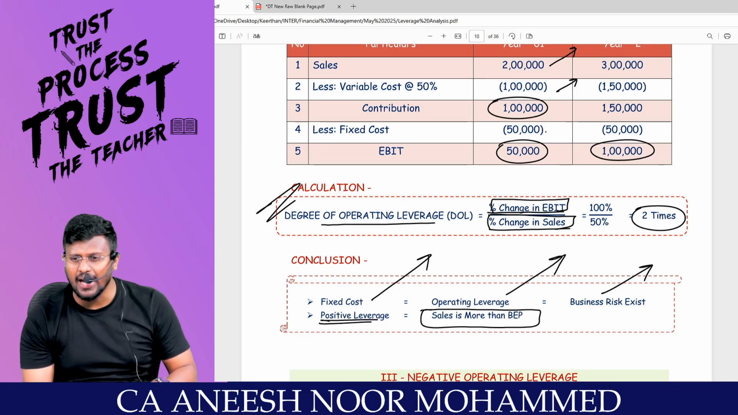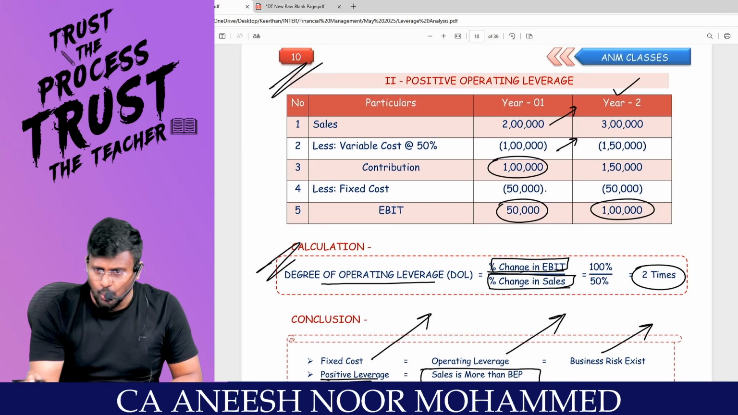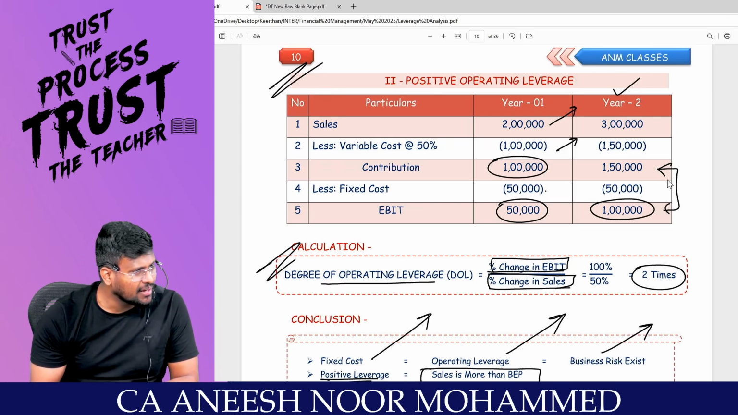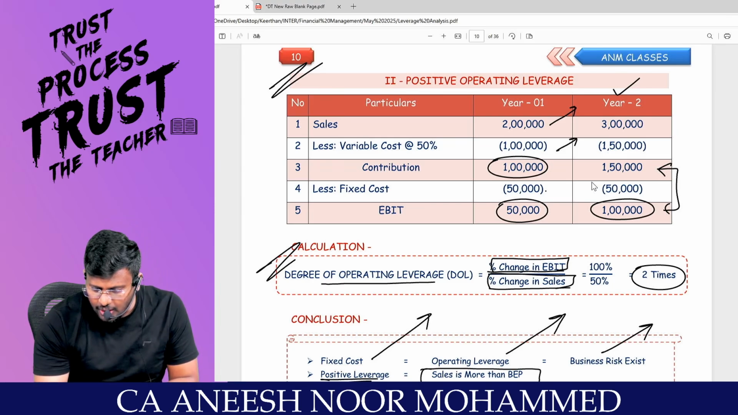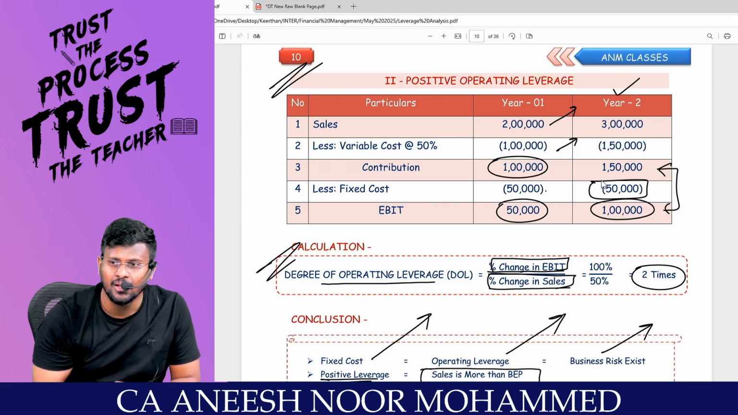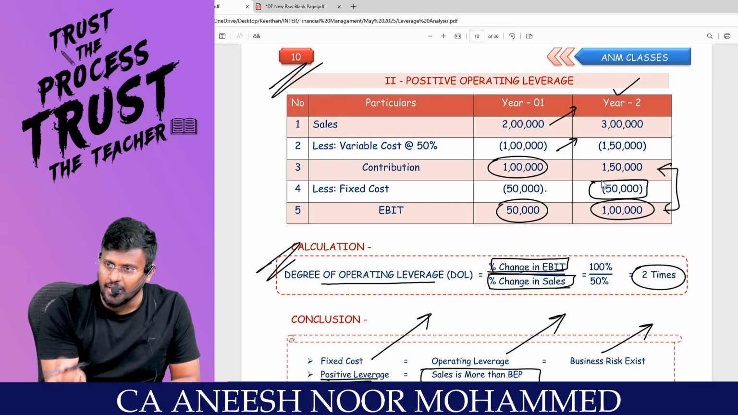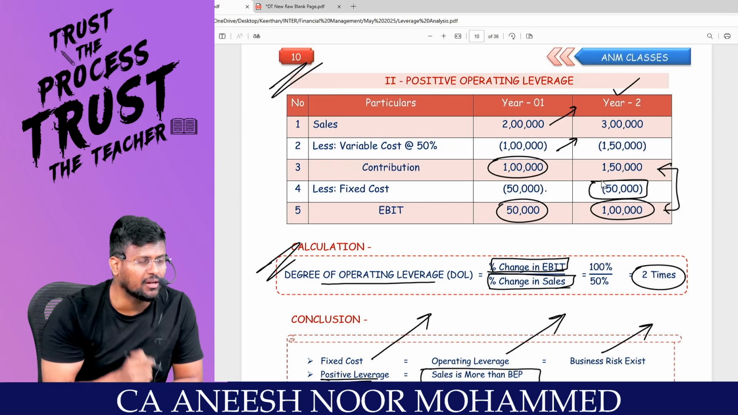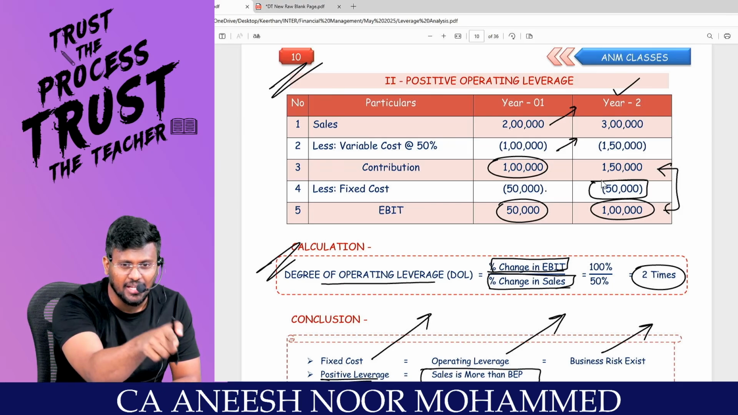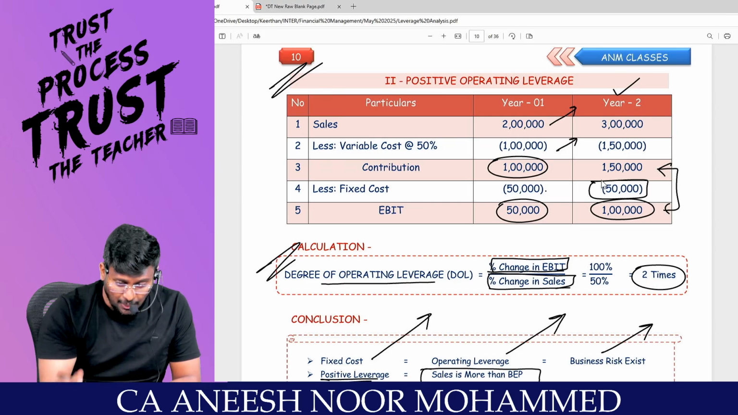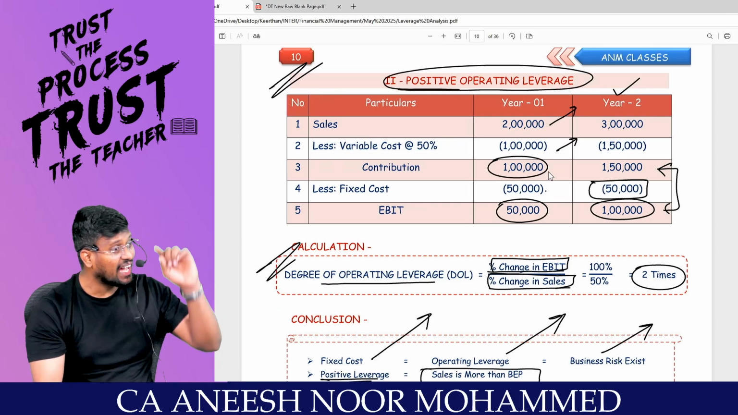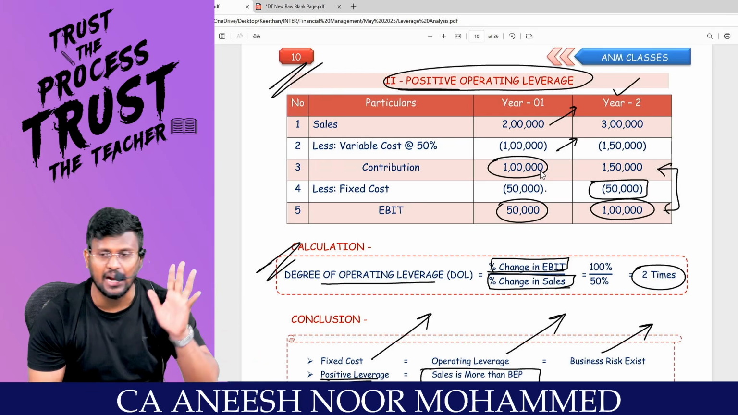Sales is more than break-even. Otherwise, you will be making contribution divided by EBIT. Yes, sir. If your sales is not at all enough to cover the fixed cost, you won't have the positive EBIT. If you don't have the positive EBIT, numerator and denominator will not have the positive figure. Then you will be getting negative figure. Then how will you be getting positive leverage? If someone is coming and saying that my leverage is a positive leverage, they are having margin of safety.